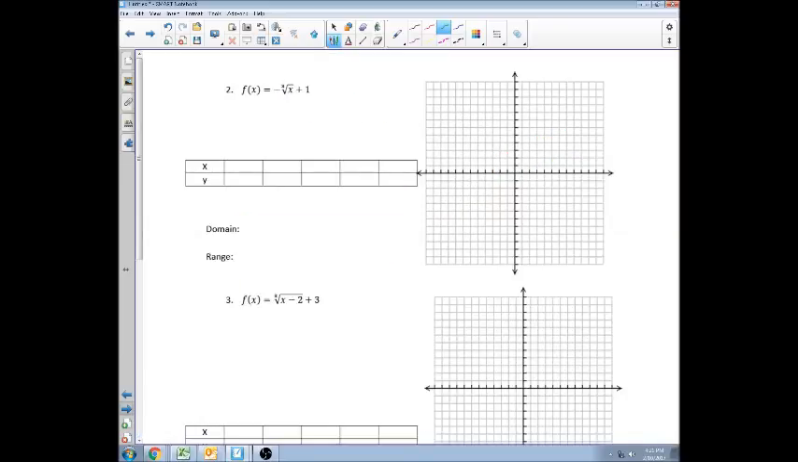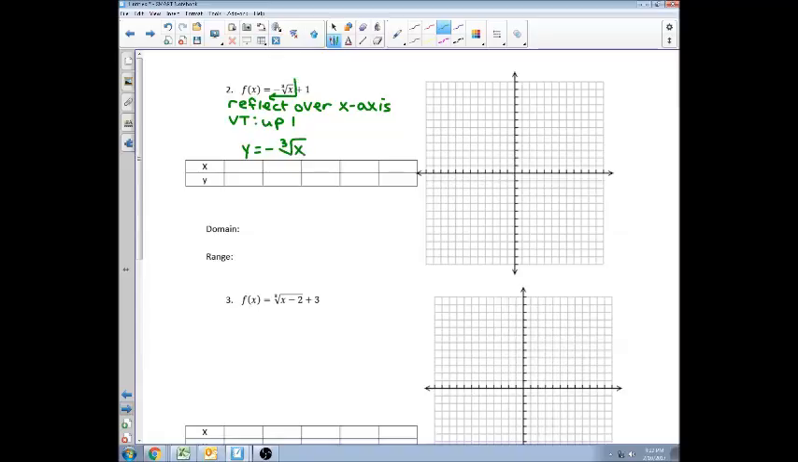The first thing I run into is this negative in front of my cube root. Just like with the square root function, if there's a negative in front of the square root, it's going to reflect my function over the x-axis. I don't have anything underneath the cube root, but I do have a positive 1 on the outside of the cube root. So that is going to be a vertical translation, a vertical translation up 1. Again, I'm only going to use that portion forward, the x forward, for my table. So y equals negative cube root of x.